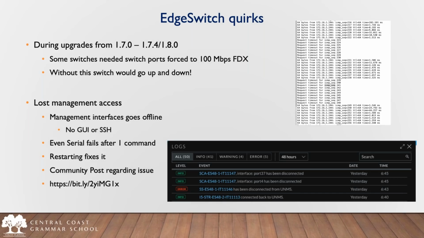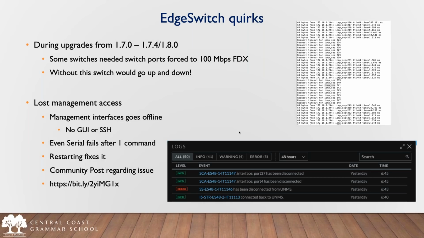And the only other problem I still deal with, because that screenshot on the bottom one was taken today, is that every now and then an edge switch will lose its management interface and go offline, with no GUI or SSH. Even the serial connection will fail after you type in one command. Restarting it does fix it. There are community posts saying Ubiquiti are currently working on that and trying to figure out what's causing it. Again, it doesn't actually cause any issues because even when it happens, the switches are still working, nothing drops. It just means I can't do VLAN changes while that's happening.